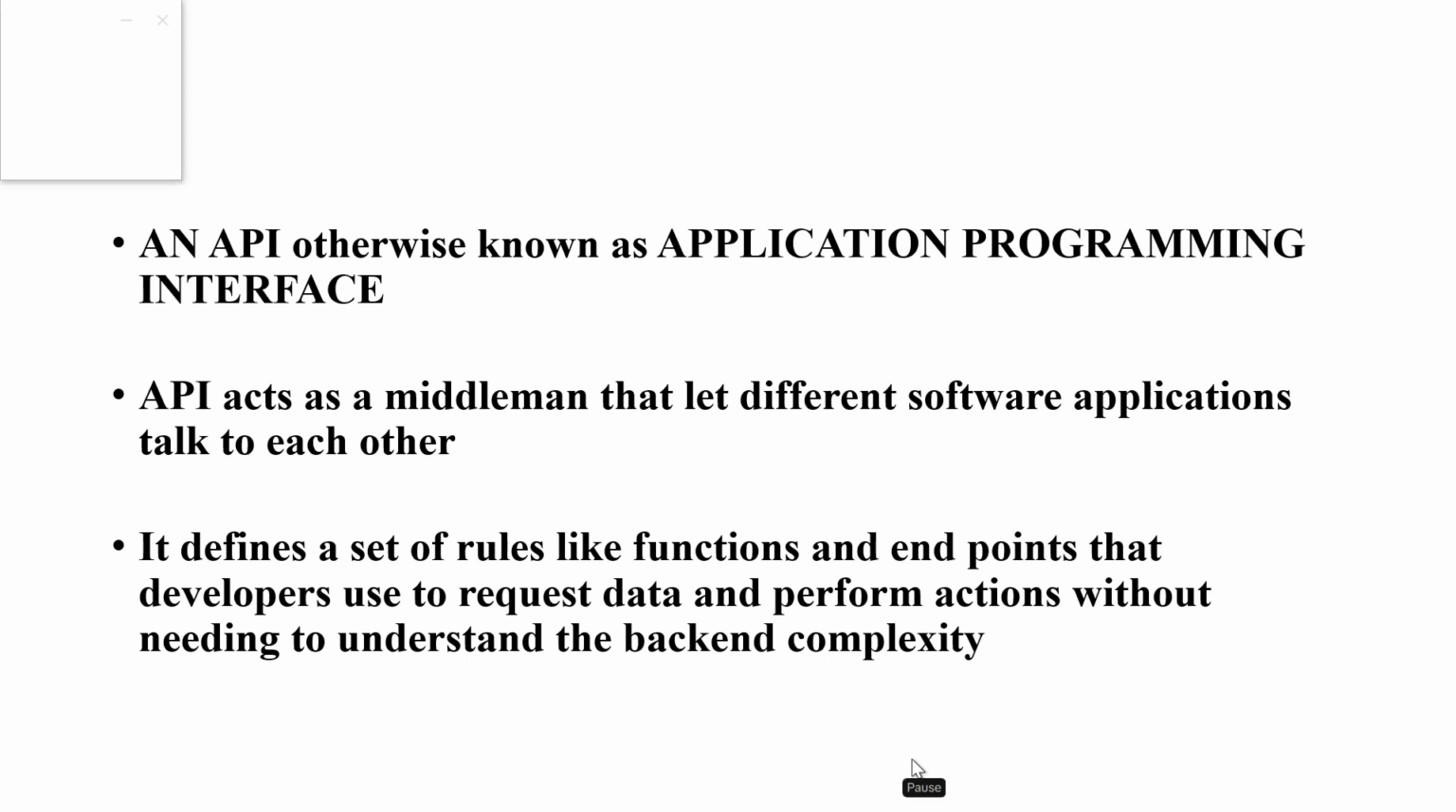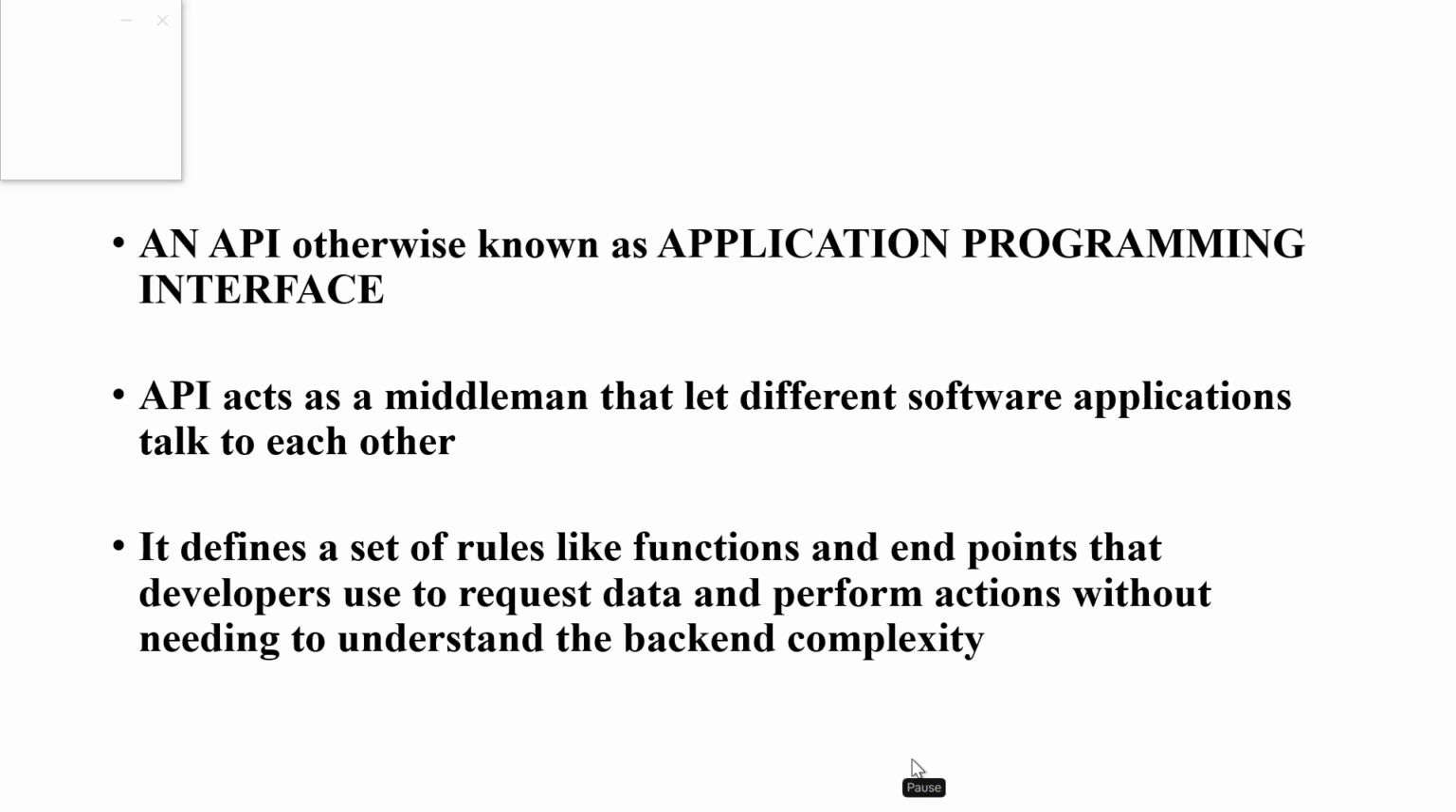Now, what's an API? API stands for Application Programming Interface. Think of it as a middleman that lets different software applications talk to each other. It defines a set of rules and tools, like functions and endpoints, that developers use to request data or perform actions without needing to understand the back-end complexity.